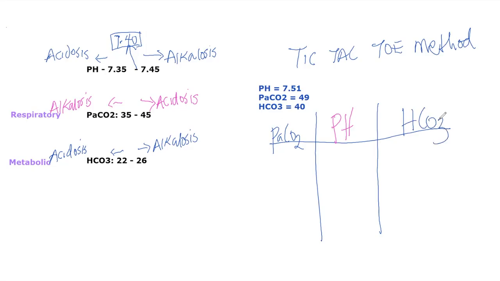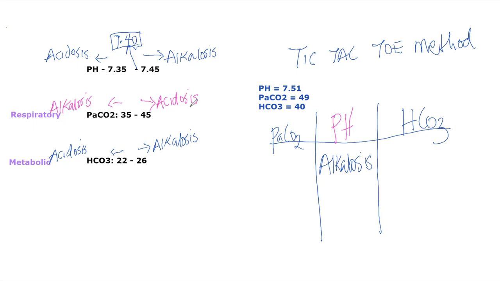Now I'm going to go back to my values. I have a pH of 7.51. That is alkalosis. It is greater than 7.45. So we're going to come down here and write down what our pH is, which is alkalosis. Our PaCO2 of 49 is what? Is acidosis. It is greater than 45.